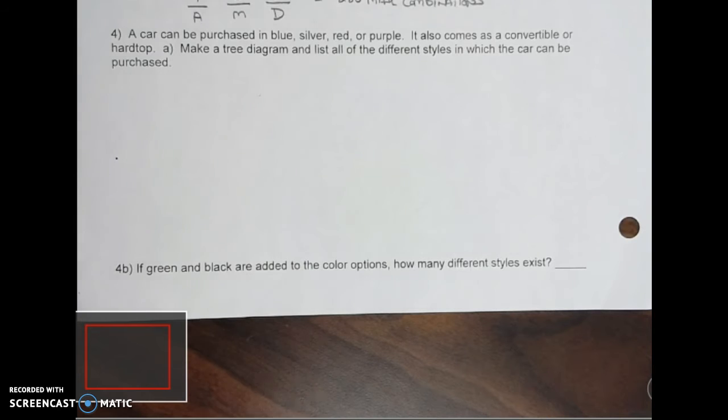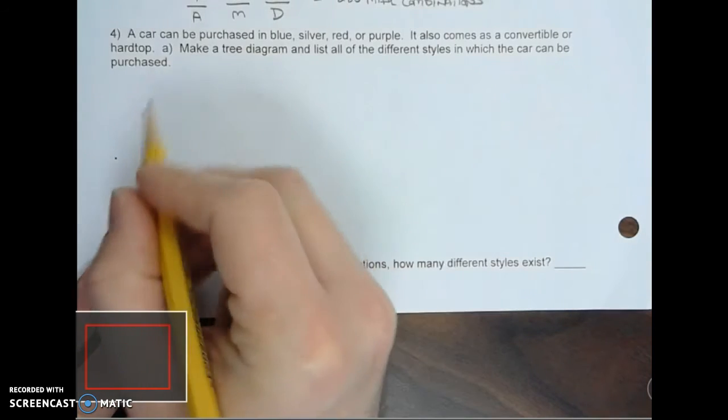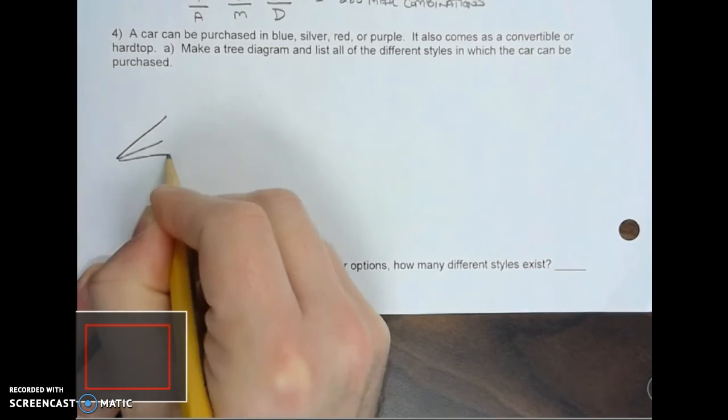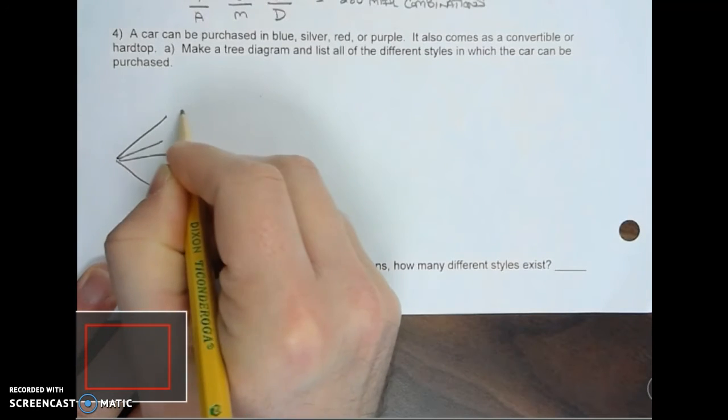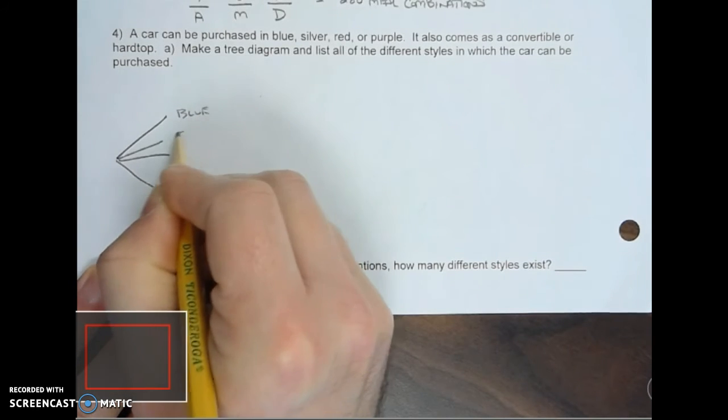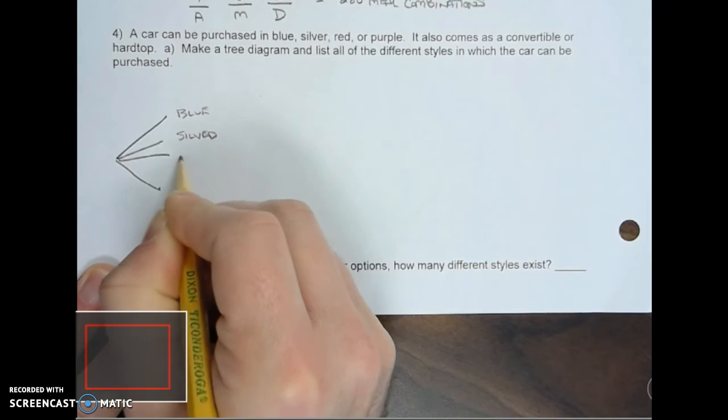In our next example, we're going to be making a tree diagram. A car can be purchased in blue, silver, red, or purple. It also comes as a convertible or a hardtop. We're going to make a tree diagram and list all the different styles in which the car can be purchased. And so the first thing that this person would have to do is choose their color. And so since there are 4 different colors, we're going to make 4 different branches to start our tree diagram, and the colors again were blue, silver, red, and purple.